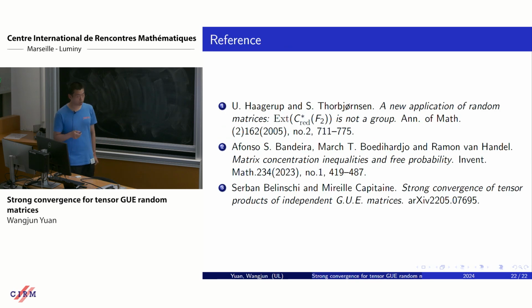And lastly, I would like to present some references. The first one is the reference for the strong convergence and also the linearization trick due to Haagerup and Thorbjørnsen. The second one is the paper by Weihendels and his co-authors about the matrix concentration inequalities. The last reference here is the one which solved the commutative case, that is, Xn tensor with identity of dimension n. And actually, their results have a connection with the so-called Peterson-Thom conjecture in operator algebra.